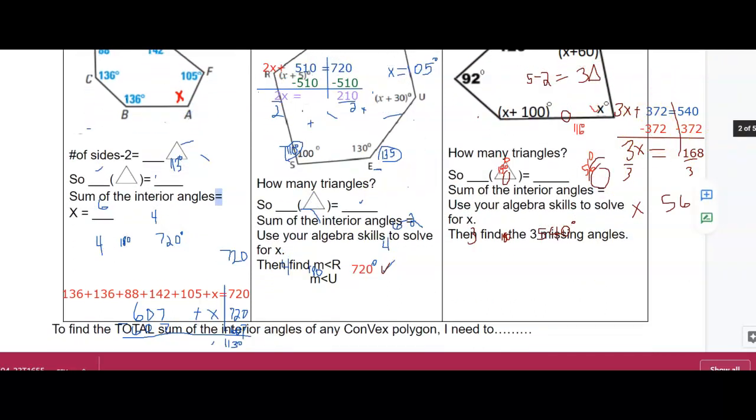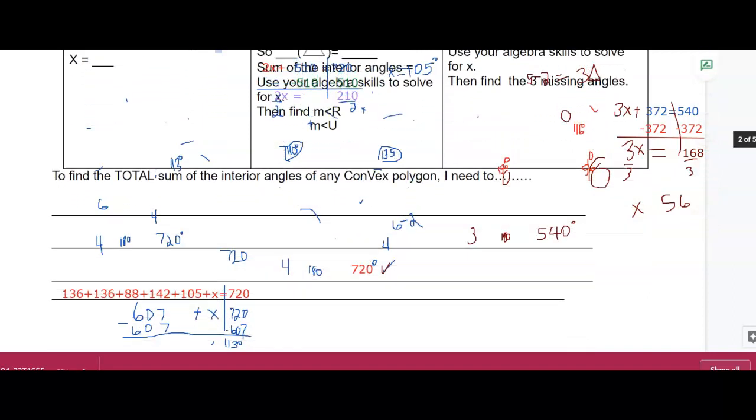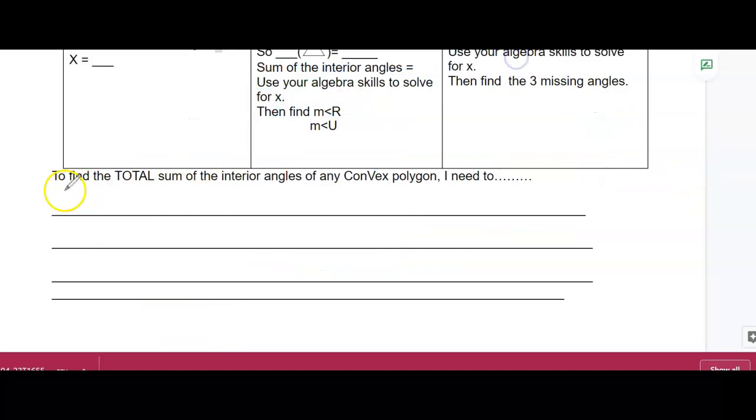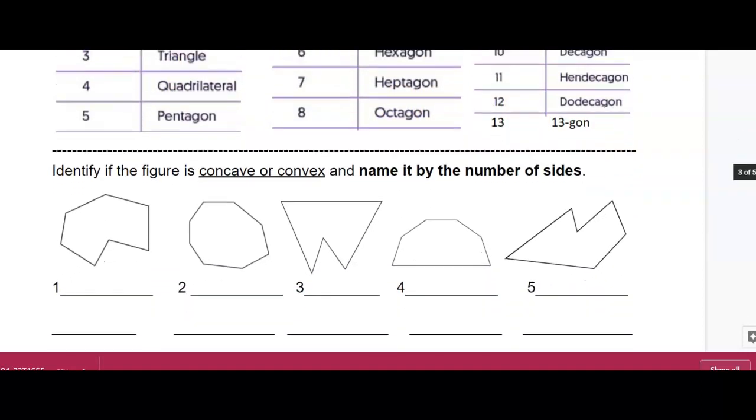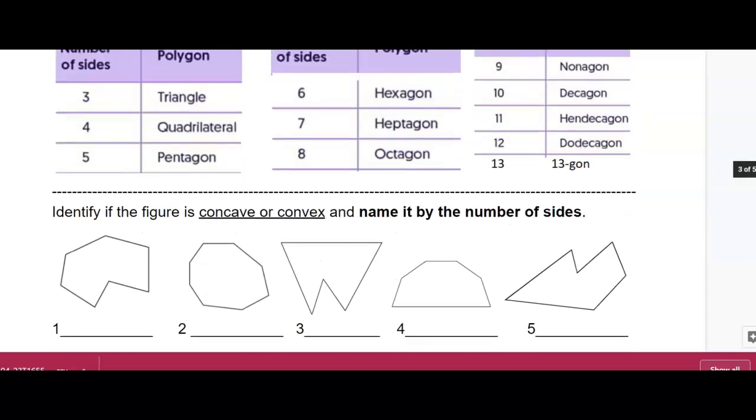So I want you to go ahead and fill in this writing part here. It says, to find the total sum of the interior angles of any convex polygon, I need to, what do you need to do? Write what you need to do. Count the number of sides. Okay, I know you've learned this before, so I just put this here to remind you. And we're going to practice what we just learned.